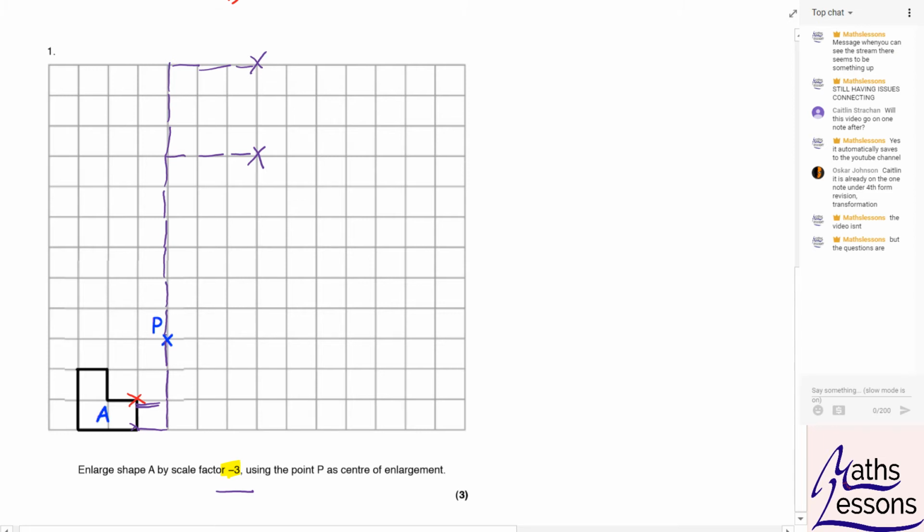Now, hopefully, you begin to see where the rest of the shape is going to go. If we go to this corner here, we're going to go an extra 1, 2, 3 across. Times up by 3, that means we need to go 9 across from here.